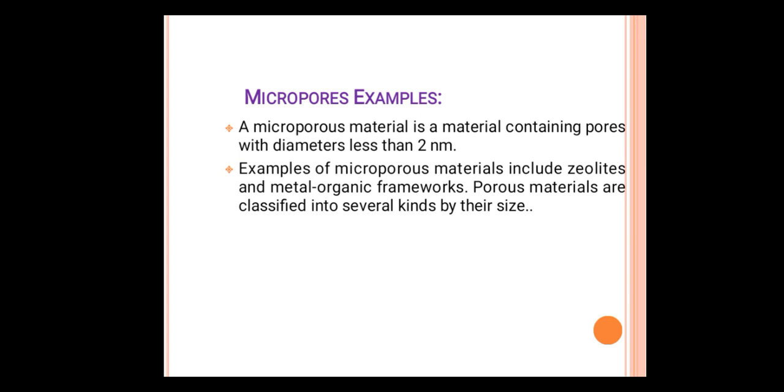Now here are some examples of micropores. A microporous material is a material containing pores with diameter less than 2 nanometers. Examples of microporous materials include zeolites and metal organic frameworks. Porous materials are classified into several kinds by their size.